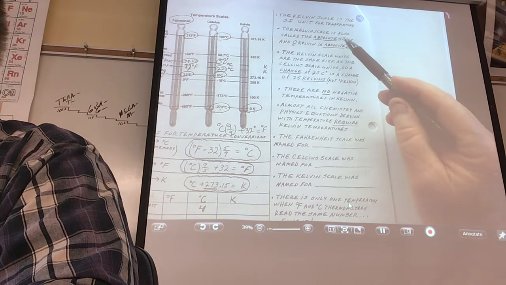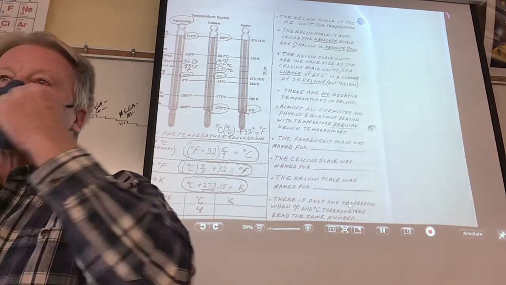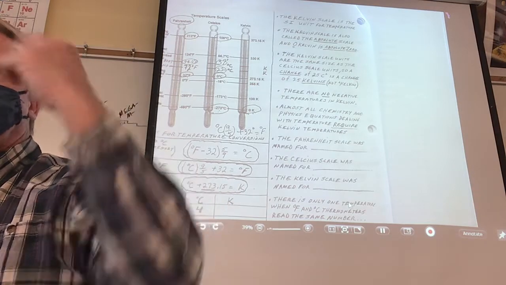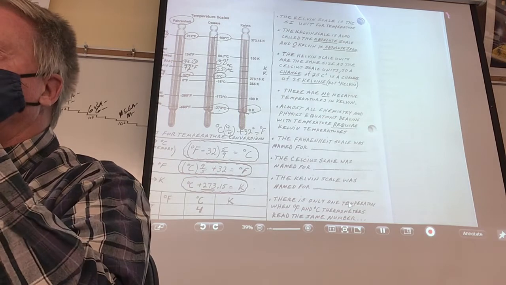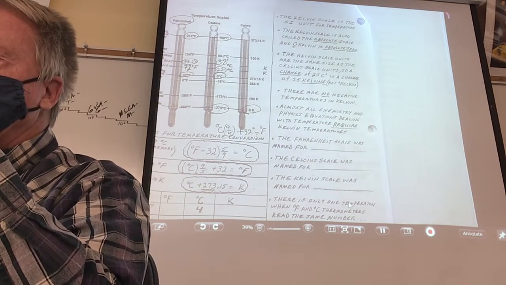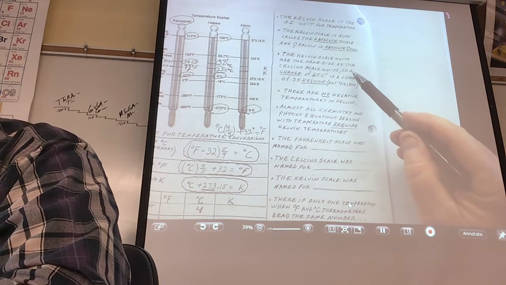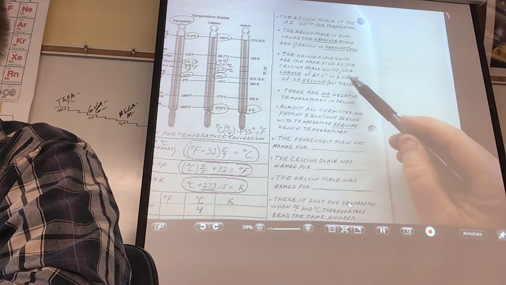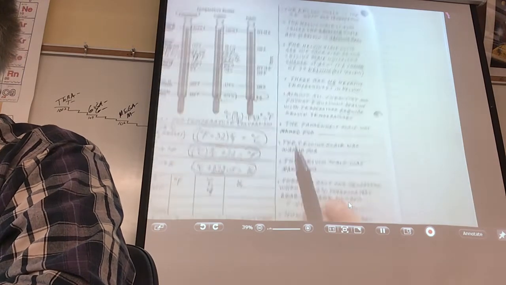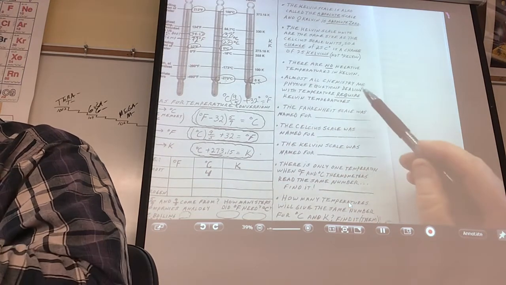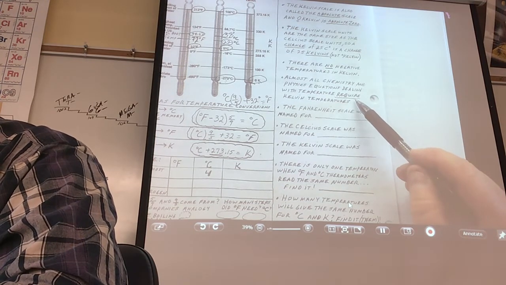Ready? The Kelvin scale is also known as the absolute scale because 0 is absolute 0. Wait a minute. The Kelvin scale units are the same size as the Celsius. It's just they don't have any negative numbers. There are no negative temperatures on the Kelvin scale. All chemistry and physics equations that require temperatures have to be in Kelvin.